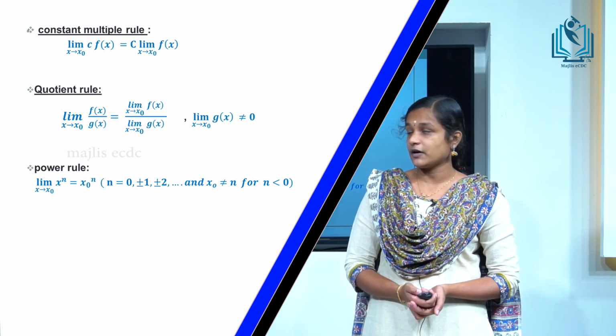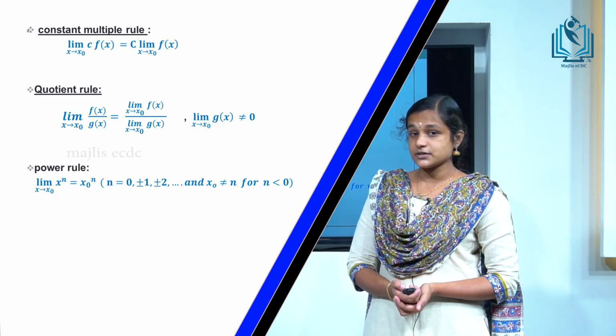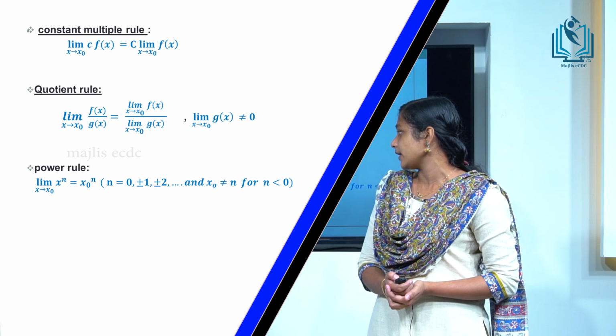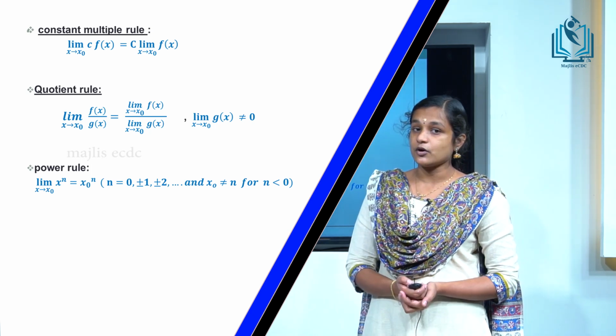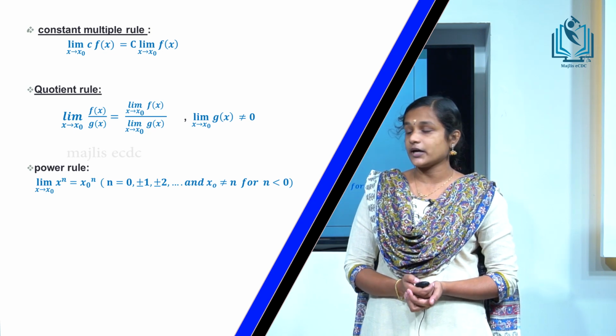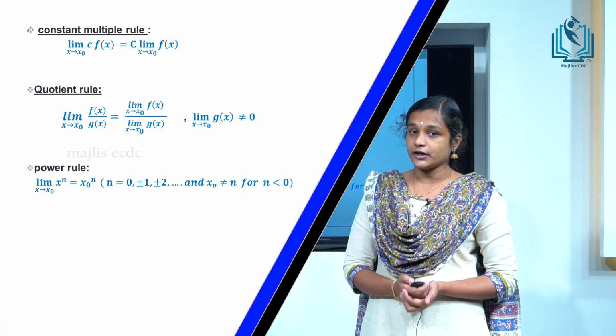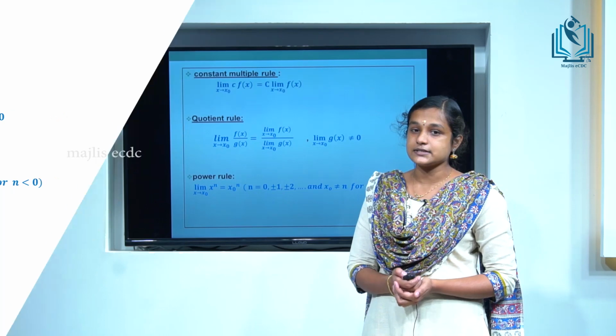Then the next one is the power rule. Limit as x tends to x naught of x raised to n can be written as x naught raised to n. Here n is equal to 0, plus or minus 1, plus or minus 2, etc., and x naught is not equal to 0 for n less than 0.